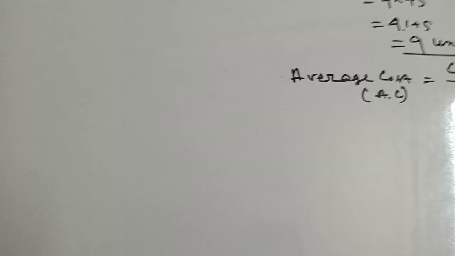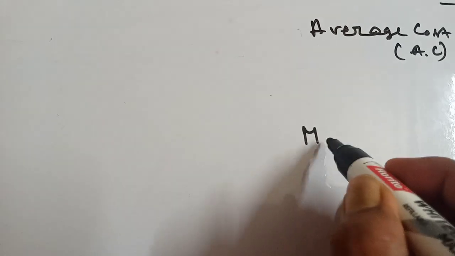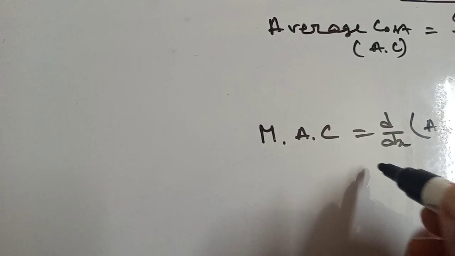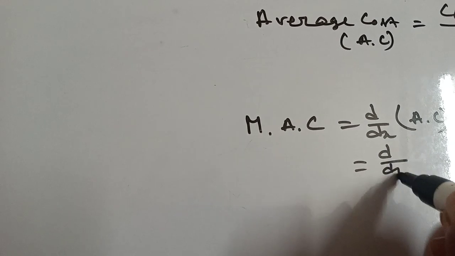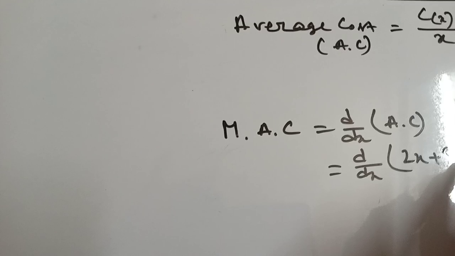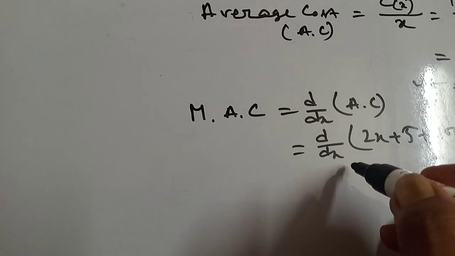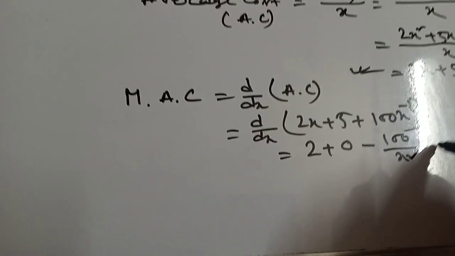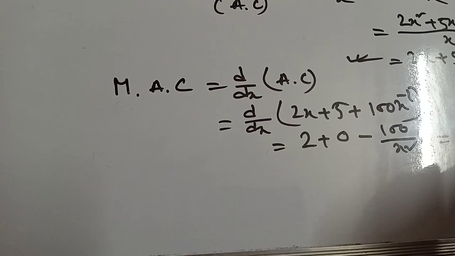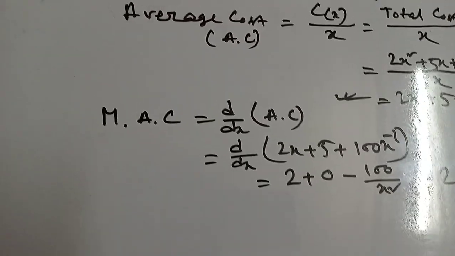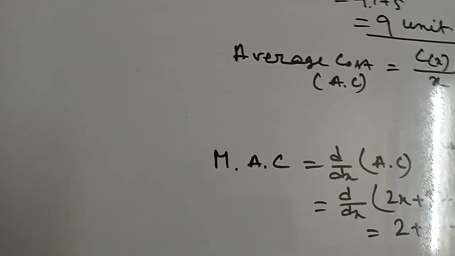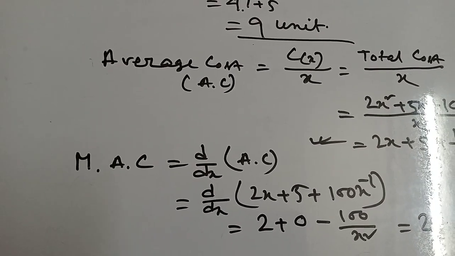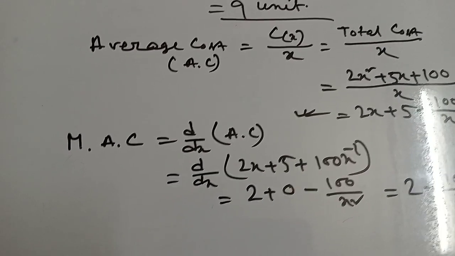Now marginal average cost equal to ddx of average cost. Then ddx of 2x plus 5 plus 100 x to the power minus 1, then it will be 2 plus 0 minus 100 by x square, that means 2 minus 100 by x square. This is the answer. But student, at first you must remember average cost equal to cx by x, that means total cost by output, then you will get average cost.